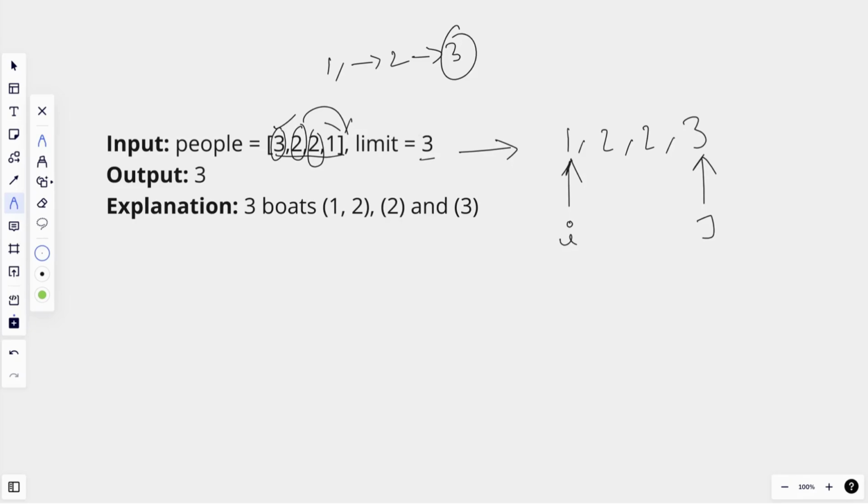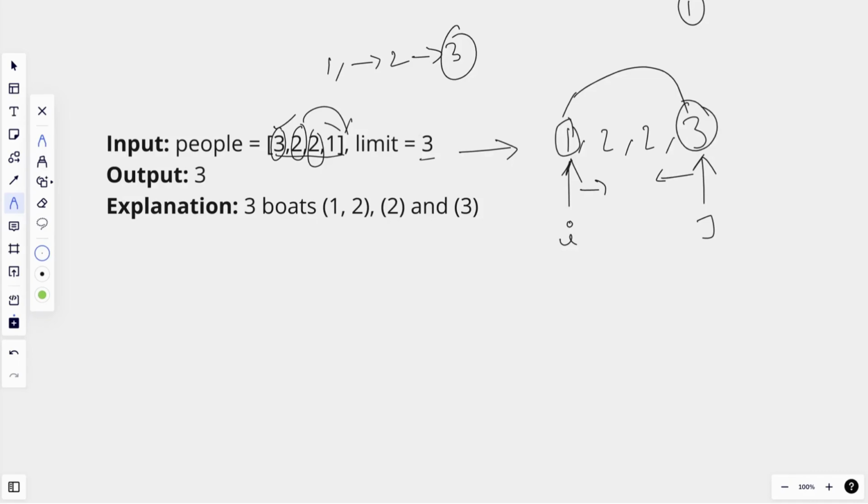I will check if weight of i plus weight of j is smaller than or equal to limit. If that's the case, then I can pair these guys and make them sit in the same boat. So boats count will increase by 1 and i will be shifted to here, i plus plus, and j will be shifted to here, j minus minus.